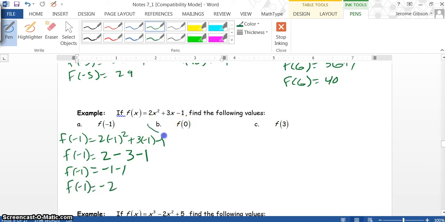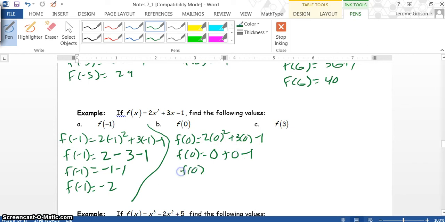Now we have f of 0. So we will substitute in 0 in this equation. So we have 2 times 0 squared plus 3 times 0 minus 1. 0 squared is 0, times 2 is 0. 3 times 0 is 0, minus 1. So f of 0 is equal to negative 1.